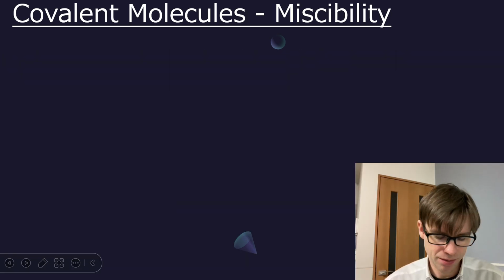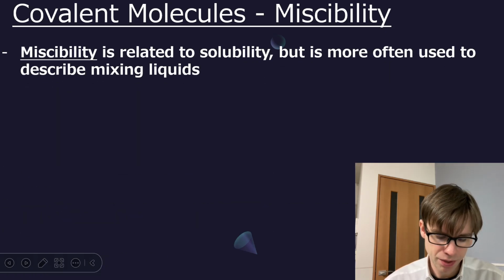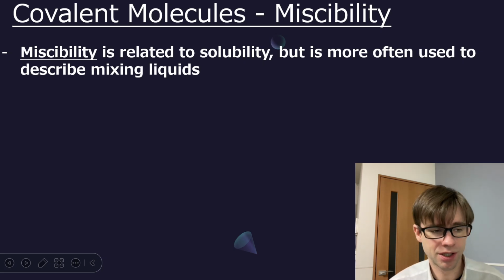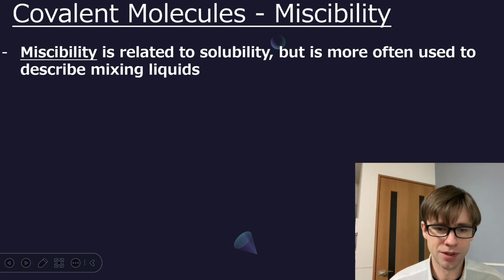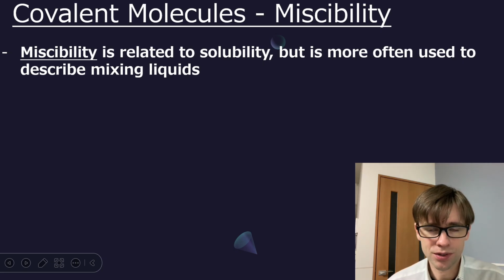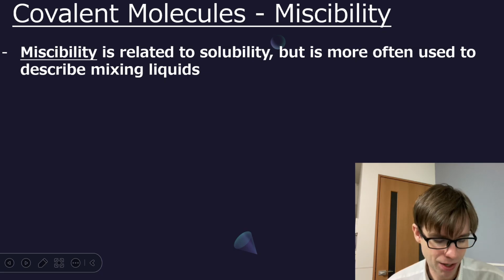All right, miscibility. This is very related to solubility, but it's more often used to describe mixing liquids. You might know when you try to mix some liquids together, like oil and vinegar, they do not mix very well. They might look like they mix for a few minutes, but then if you leave it, they separate again. Those would be considered not miscible, or immiscible is the word, immiscibility.